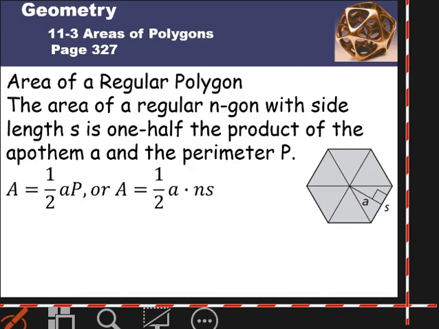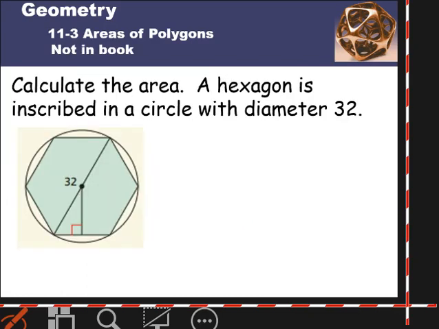All right. So another formula, instead of finding all the triangles and adding them up, the formula is 1/2 times A, which is the apothem, times capital P, which is the perimeter. So that's a way that I could find the area of a regular polygon. So let's look at this hexagon.